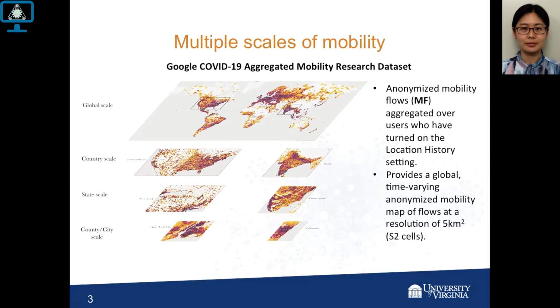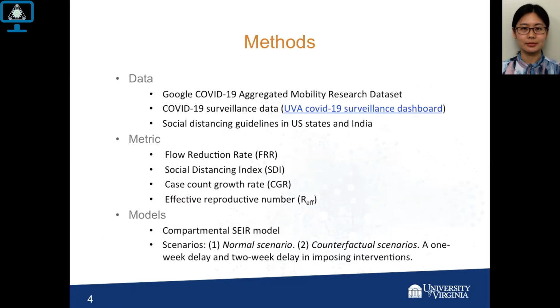This is the overview of the multi-scales of the mobility, including the global scale, country scale, state scale, even the county or city scale. And besides the Google mobility dataset, we use two other layers of data, including the COVID-19 surveillance data.